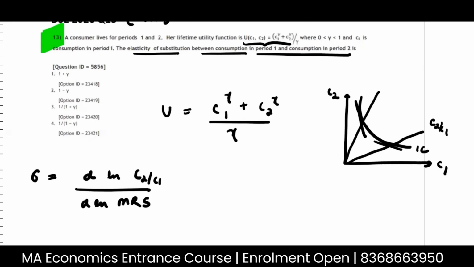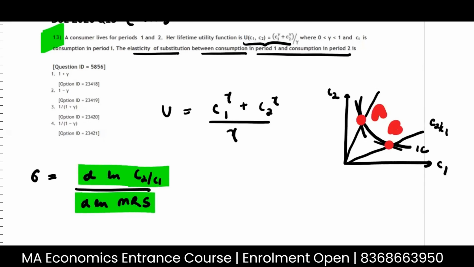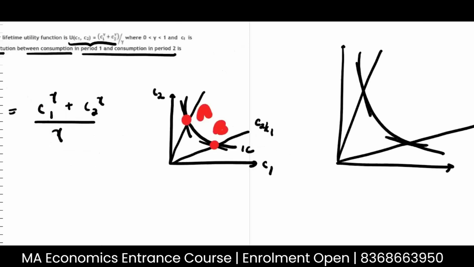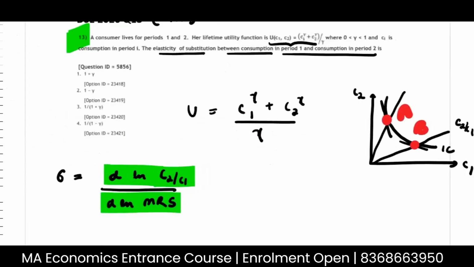So basically it tells me as I go from point A to point B, how does not only the ratio in which I consume the two commodities change, but as compared to it, how does my rate of substitution change? How does my slope change? Both the things are changing if you look at it. So if you notice, not only my slope became flatter, but my ray through the origin also changed. Its slope also changed. So how does this change? This is what this tells me.